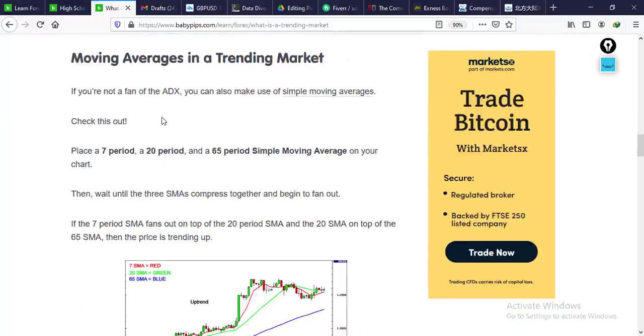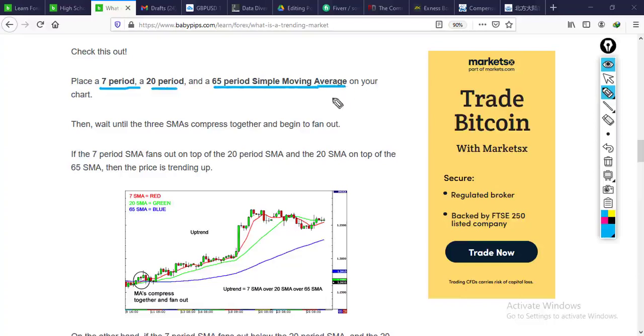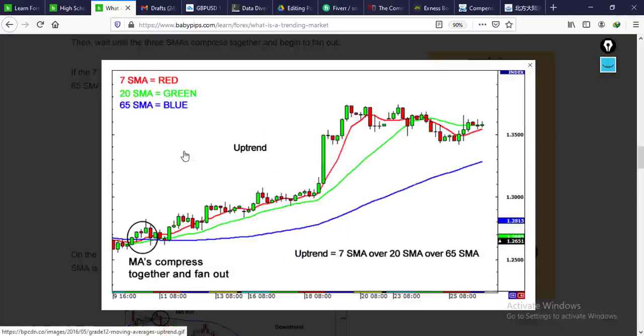Now another indicator you can use is the moving averages, right? Moving average, or you can call it MACD, moving average convergence divergence. Now when you pull up the moving average, we are learning that you should input these figures: 7 period, 20 period, and 65 MA. And how are we to read these indicators that we have just pulled up? Here it is.